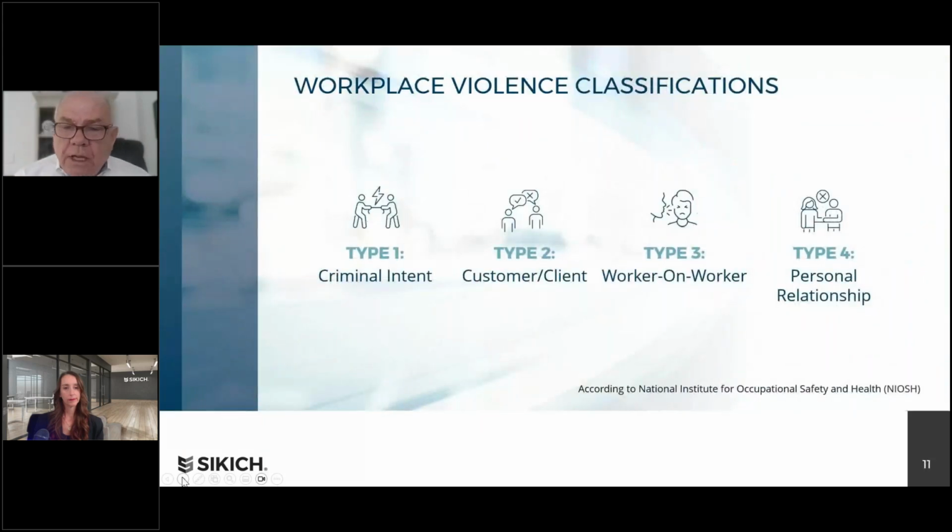As I said, we're getting away from that mythology that it's just worker on worker violence. The Department of Labor, NIOSH, the National Institute for Occupational Safety and Health, have talked about these different categories of people who potentially could commit these acts of workplace violence. And in the next few slides, I'll explain to you each one, why it is significant and has an impact on workplace violence.